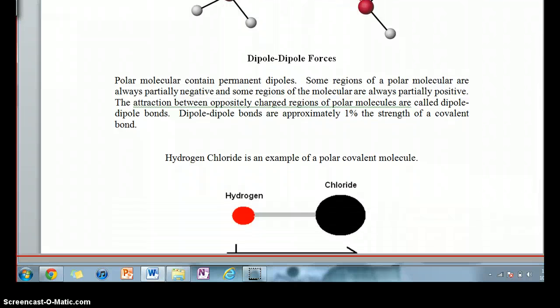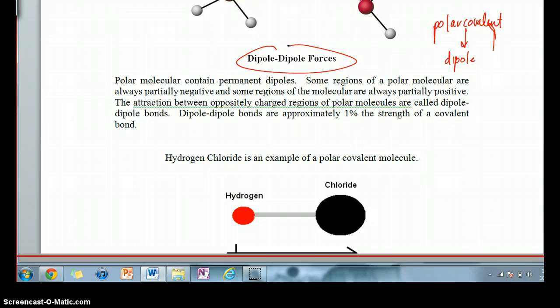So remember we said that any polar covalent molecule, and polar covalent was a classification for an intramolecular force, always has a dipole because it has some region of positive charge and some region of negative charge, and that's what a dipole is. So when you have a molecule that itself is polar covalent, the intermolecular force is always going to be dipole-dipole because you have multiple dipoles. Each molecule has a dipole, and so the forces between those molecules are called dipole-dipole forces.